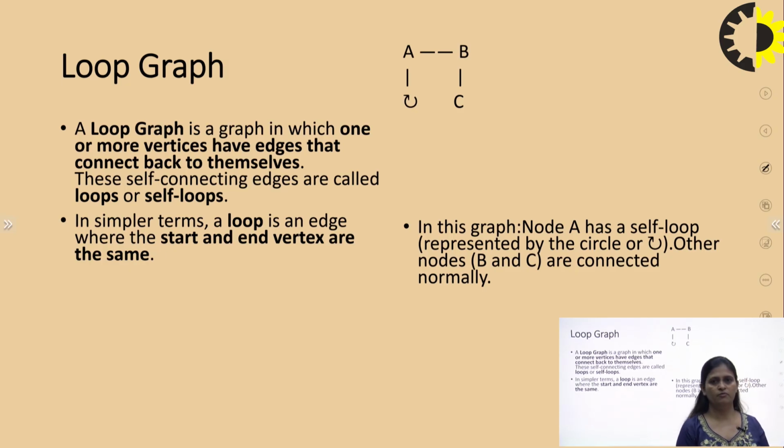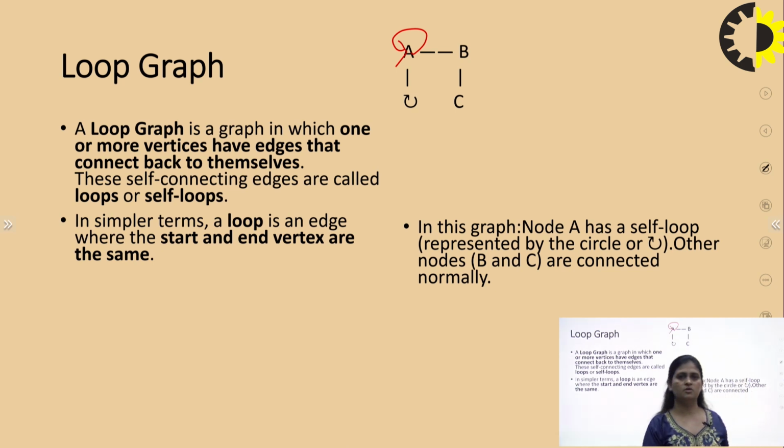Next one, the loop graph. What do we mean by a loop graph? A loop graph is a graph in which one or more vertices have edges that connect back to themselves. These self-connected edges are called loops. If there is a vertex A and an edge connects A to A again, it is called a self-loop. It is the same as a loop, an edge where the start and end vertex are the same. The start vertex is A in this loop and the end vertex is also A.